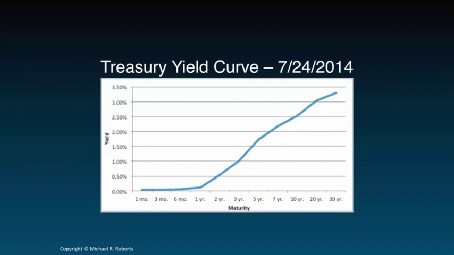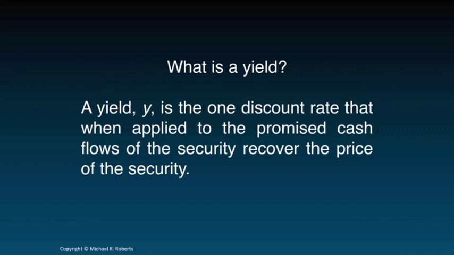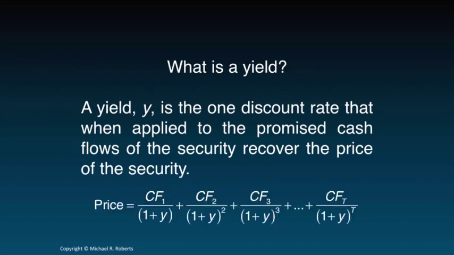Now, let me come back to this notion of a yield and what a yield is. A yield, y, is the one discount rate that, when applied to the promised cash flows of the security, recovers the price of the security. And that is a mouthful. So let me show you a little formula that you're familiar with to hopefully clarify this. I take the price of the security on the last slide, the price of the T-bill, the price of the T-bond, and I lay out all of the promised cash flows to the security. I discount them back and I ask, what is the discount rate such that when I discount these cash flows, I get the price? That is the yield, or yield to maturity.